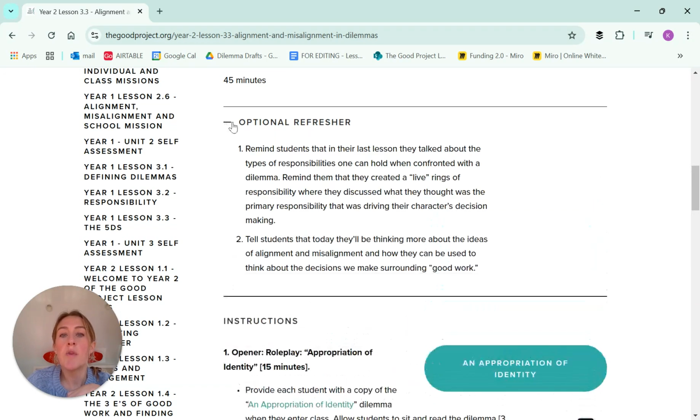As always, we have our optional refresher. You can remind the students that in the last class, you discussed different types of responsibilities and the live rings of responsibility that they created in relation to the dilemma and the character and their decision making that you talked about in the last class. And today, you're not going to be using responsibilities, but the other lens of alignment and misalignment to help think about decisions that we all make when we're facing difficult dilemmas.